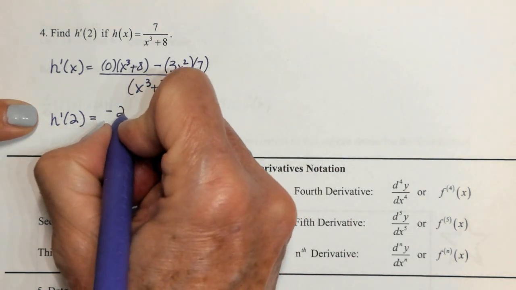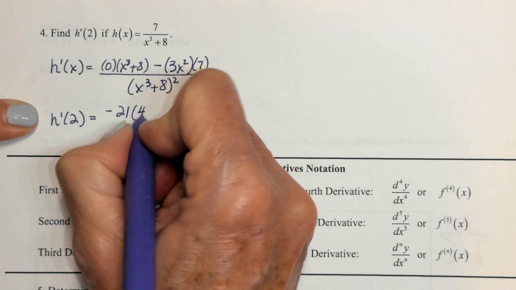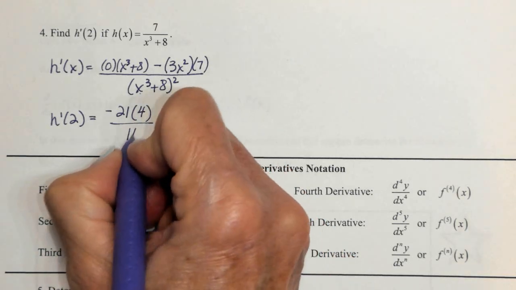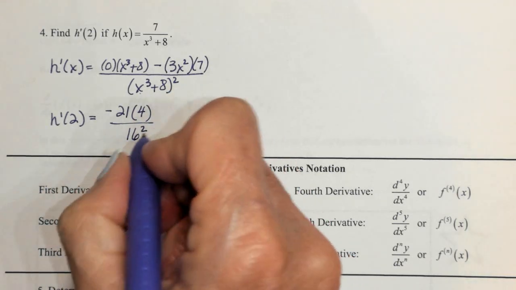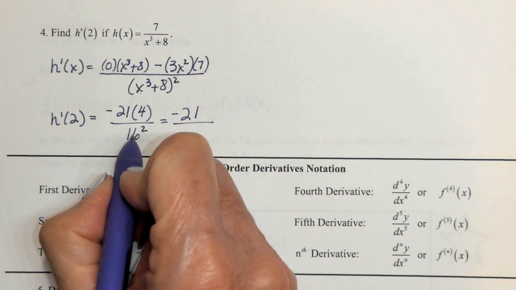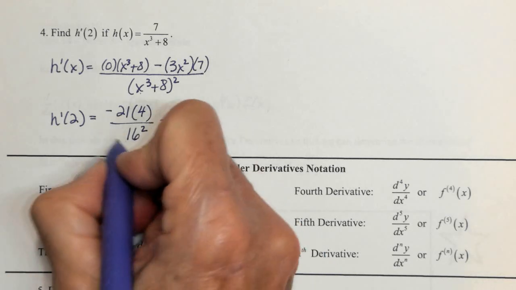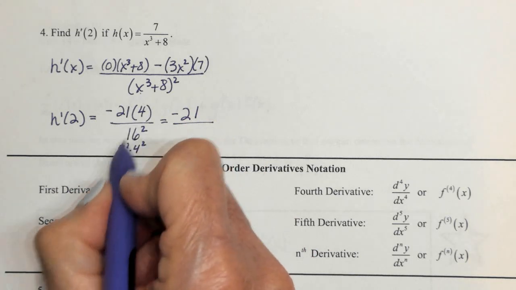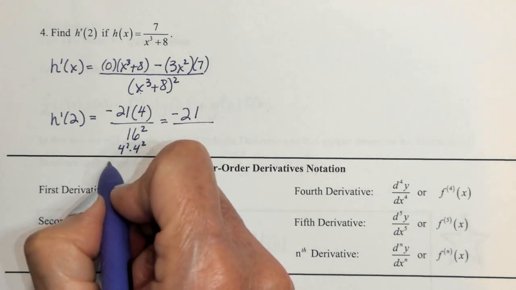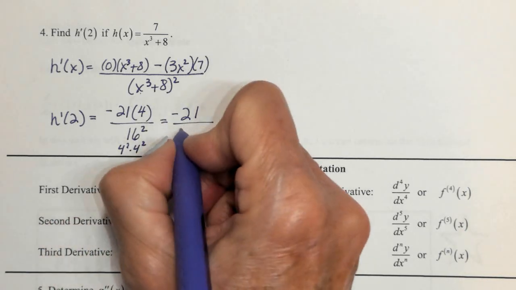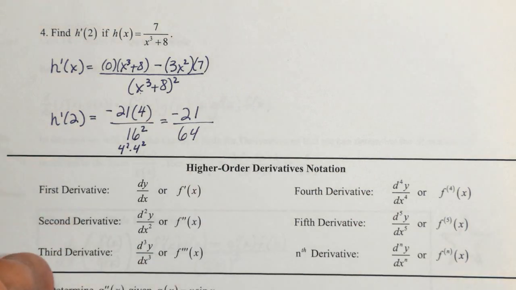This is going to be a negative 21 times 2 squared divided by 8 plus 8 squared. That is 16 squared. Just because I don't want to multiply a whole lot, this is 4 squared times 4 squared, right? I'm going to take one of those 4's and reduce it. And so then I don't have a 4 up here, and instead I have 4 times 16, which is 64. Alrighty? So negative 21 over 64.